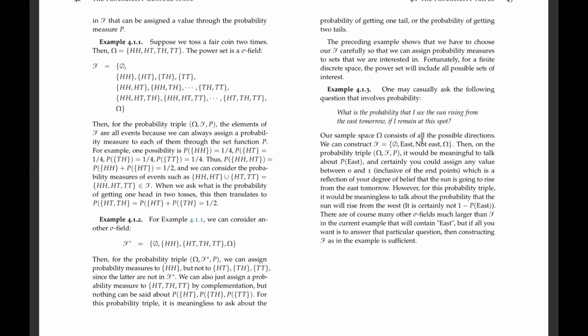Any value that you assign to it is a reflection of your degree of belief that the sun is going to rise from the east tomorrow. Some students said 1. Well, that is a reflection of belief that for that person, he's certain that the sun is going to rise from the east tomorrow. If you play a game with him and ask this question, he's sure he's going to guess east, and he's very confident about it.